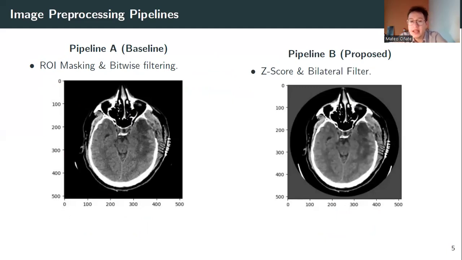But we have a little bit of granular noise inside of our central image. So in order to remove this granular noise, we propose a next pipeline, or a next strategy, using Z-score and bilateral filtering. This pipeline is used to reduce this noise, so the model can train as we wanted it to train.